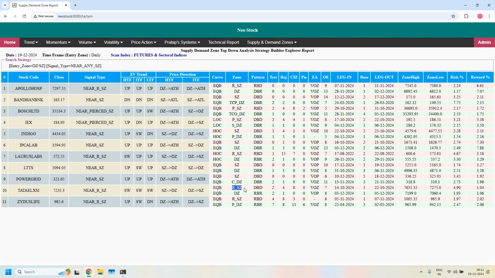Tata Elxsi and Zydus Life. We have identified 4 high liquidity supply zones from this list.